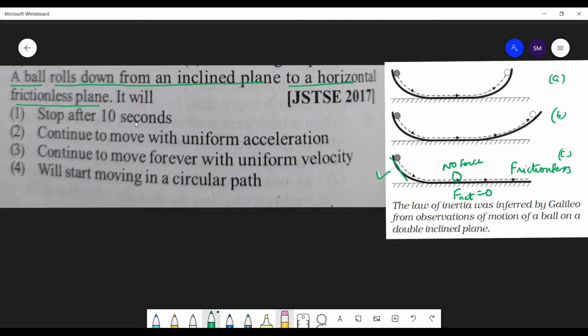The ball will stop after 10 seconds. The ball will continue to move with uniform acceleration. The ball will continue to move forever with uniform velocity. And will it start moving in a circular path? So which of the options are correct?